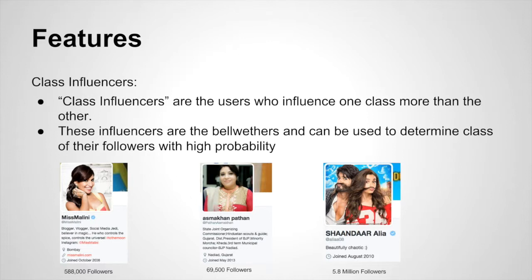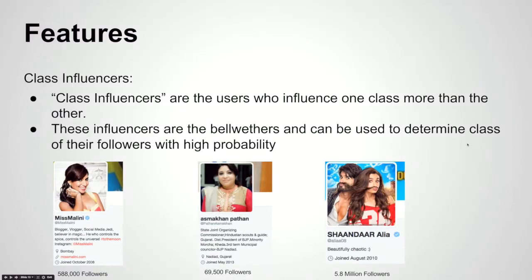For example, Miss Malini, shown here in the slide, who is a fashion blogger, is followed by more than 10% of the users in our gender dataset. While out of those 10%, nearly 80% of her followers were female users. Similarly was the case for Asama Khan, who was followed by nearly 90% of the BJP supporters. Similarly, Alia Bhatt, who is an actress, was highly popular amongst the young people in our age dataset.